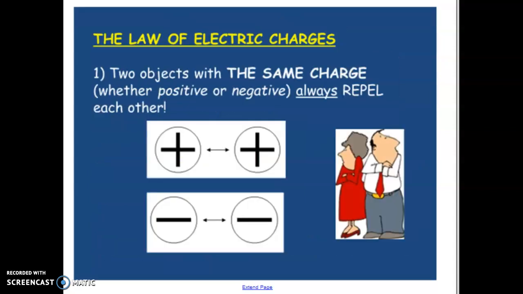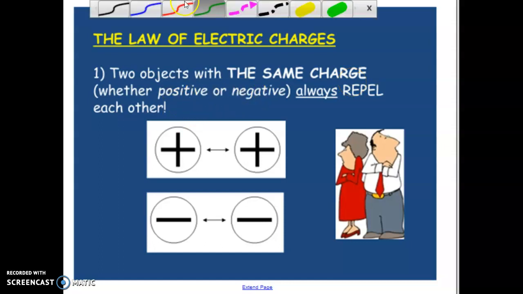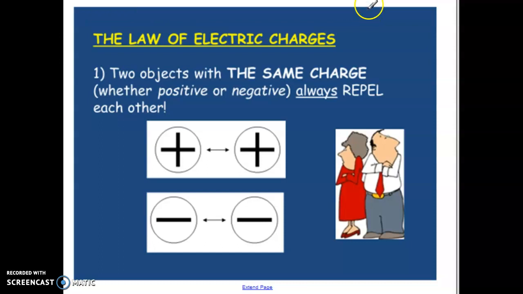Okay, so let's talk about what happens now after we have this interaction and we have charges. How do the charges interact with one another? Okay, so when we have two objects that have the exact same charge, it actually doesn't matter if they're positive or negative, they will be repelling each other. So positive and positive items will actually push away from one another. Negative and negative will also push away. So they are repelling one another.